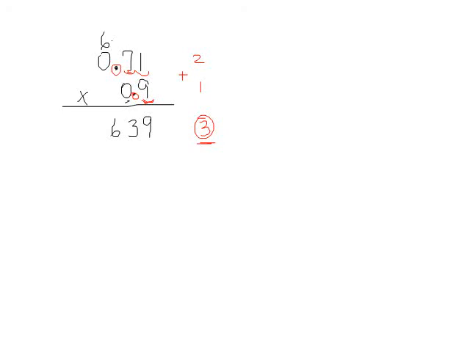Now, the answer should have 3 spaces after the decimal point. So 1, 2, and here's my third. And this is where I draw my decimal point. So notice that there are no digits here. I can just fill it up with a 0 and write it out afterwards. So the answer then is 0.639.